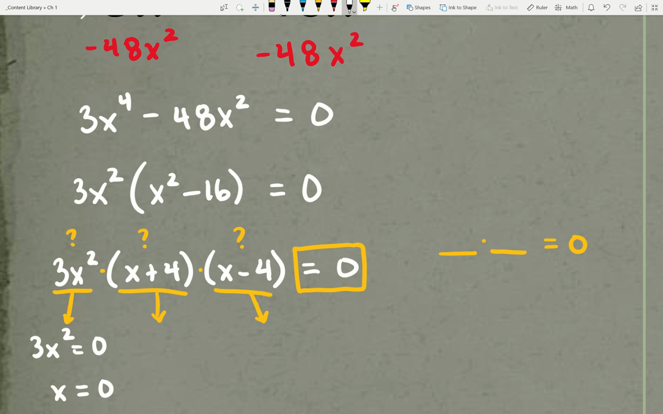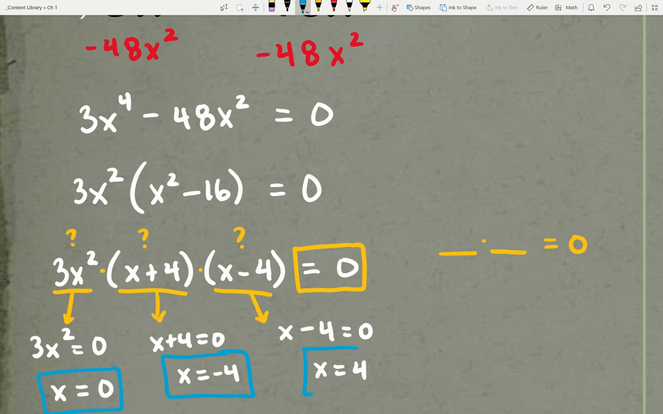In that second case, we have x plus 4 equals 0. Just simply subtract 4 from both sides and you'll get x is equal to negative 4 there, so that's another solution. And then finally we have x minus 4 is equal to 0, add 4 to both sides, and we get here x is equal to 4. Okay, and so in this equation we do end up here with three distinct solutions. So we end up with 0, negative 4, and positive 4.